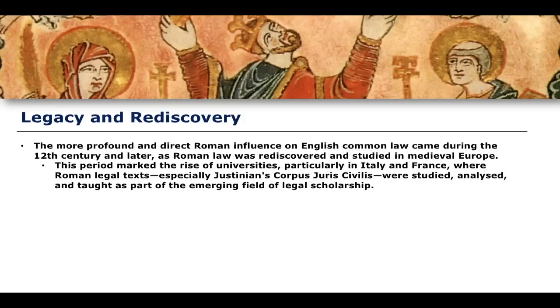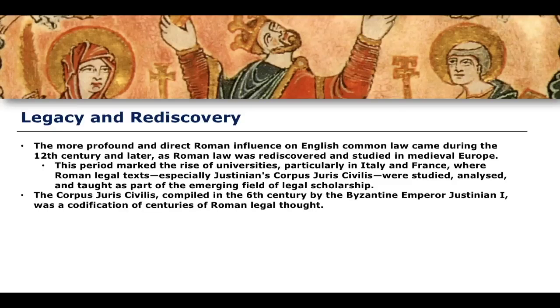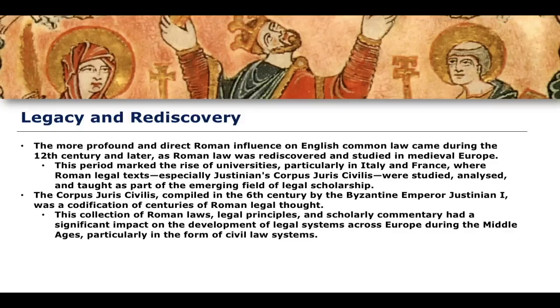The period that I'm mentioning here saw the rise of universities, particularly in places like Italy and France, where Roman legal texts were studied. So Emperor Justinian's Corpus Juris Civilis was studied, it was analysed, it was taught as a part of an emerging field of legal scholarship. This was compiled, the Corpus Juris Civilis, in the 6th century by Justinian I, the Byzantine emperor. It was a codification, should I say, of centuries of Roman legal thought.